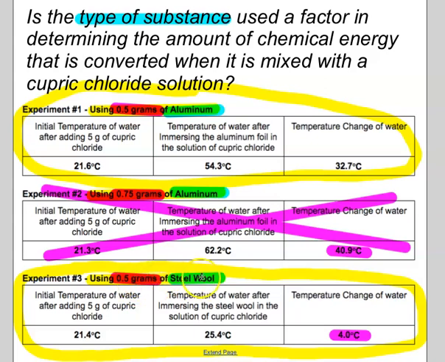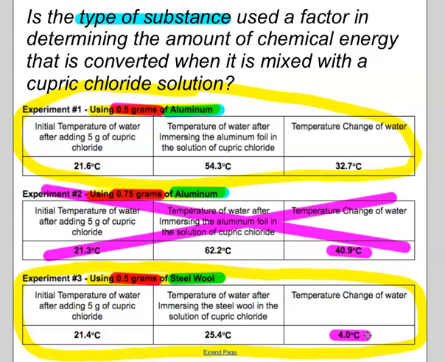When we use 0.5 grams of steel wool, now did you see what I did? Up here I said 0.5 grams, and I said 0.5 grams here. So now the reader, which is me, the grader, the teacher who's grading your paper, now I know the masses are the same, and we're only going to change aluminum to steel wool. So when I use 0.5 grams of steel wool, the temperature went from 21.4 degrees Celsius to 25.4 degrees Celsius for a total change of only 4 degrees Celsius. So that's a very good start.